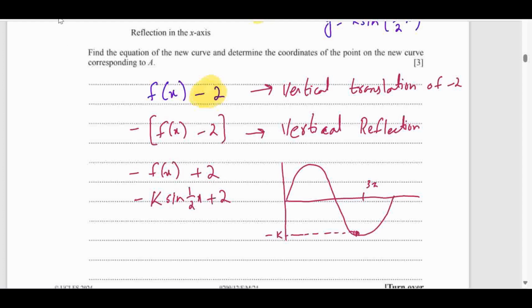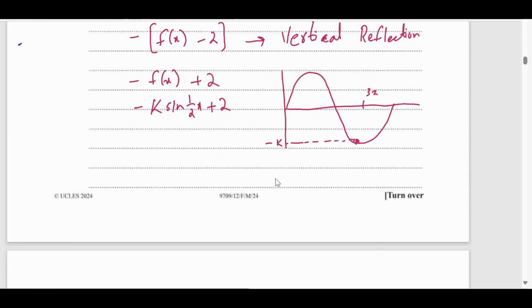Now just imagine that if we want to shift it, first of all, vertical translation of negative 2. Vertical translation of negative 2 means that this point is going downward. So it means that now the graph will start from here. And then we have a vertical reflection. Let me draw the graph over here. This is just shifting downward, negative 2. Now this point is negative k, negative 2.